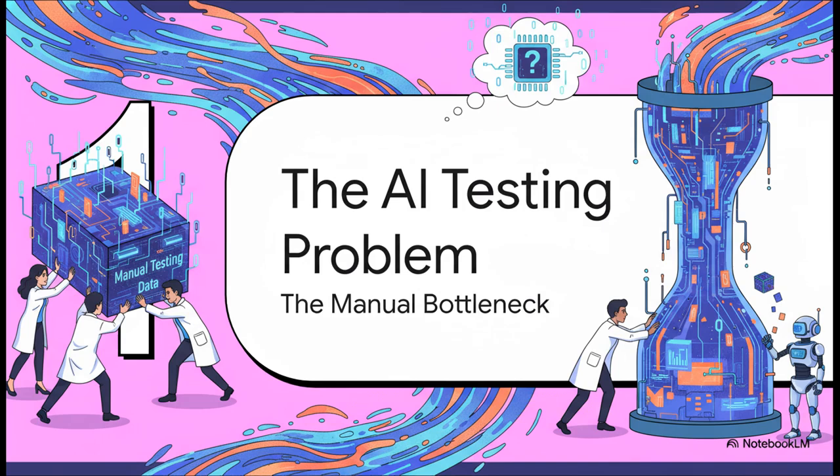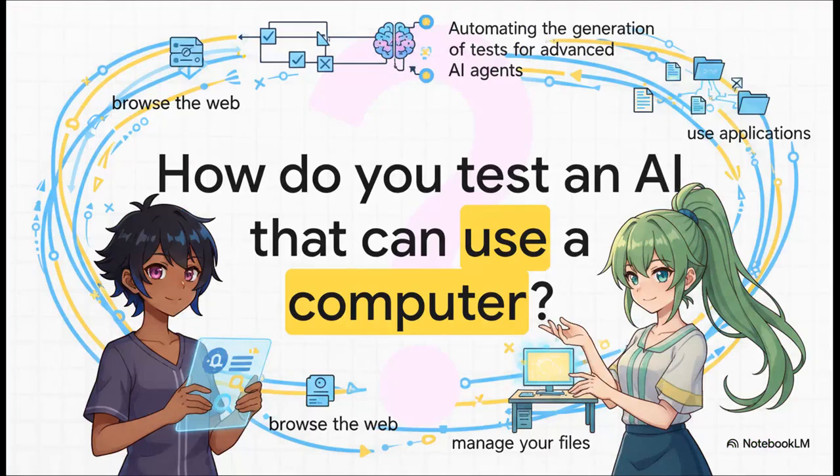So to really get this, we first need to understand the massive challenge that researchers are up against. As AI gets more and more capable, just figuring out if it's any good becomes this huge bottleneck, and that's exactly what this paper is taking on. I mean, really, think about this. This is the core question, isn't it?